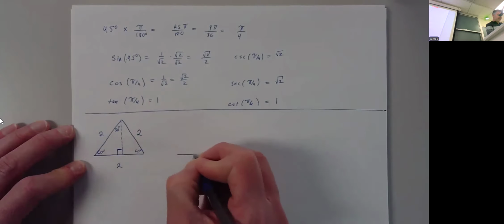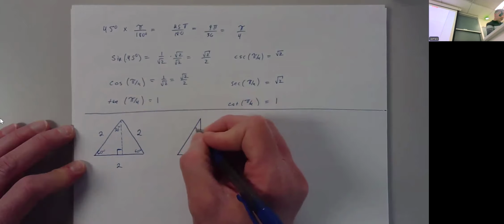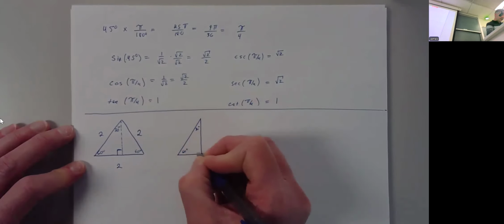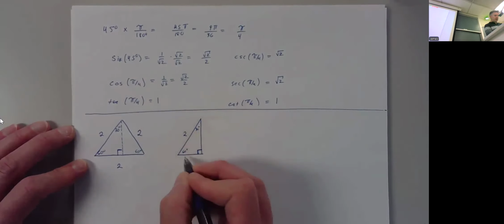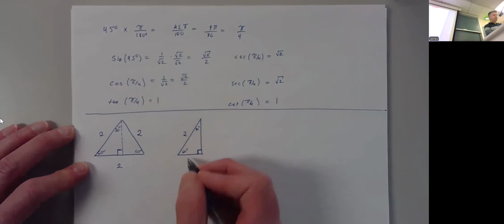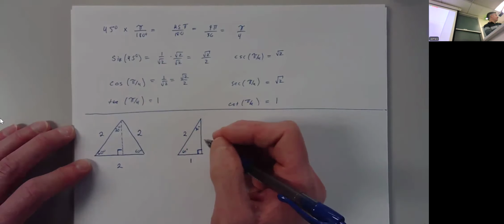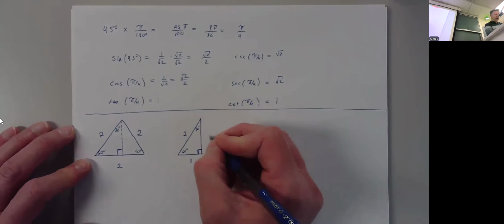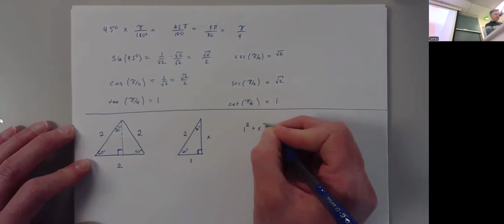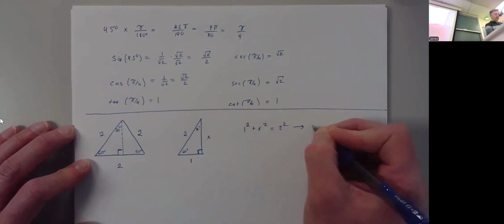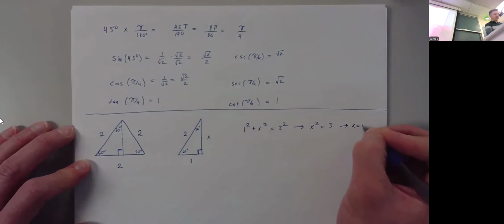So here's my 30, 60, 90 right triangle with a hypotenuse of length 2, a base of length half of 2, and a height that we have to find. I don't really care what I call it, I'm going to call it x. I'm going to solve for x, again, using the Pythagorean theorem. 1 squared plus x squared equals 2 squared. So x squared is equal to 4 minus 1, which is 3. So x is equal to the square root of 3.